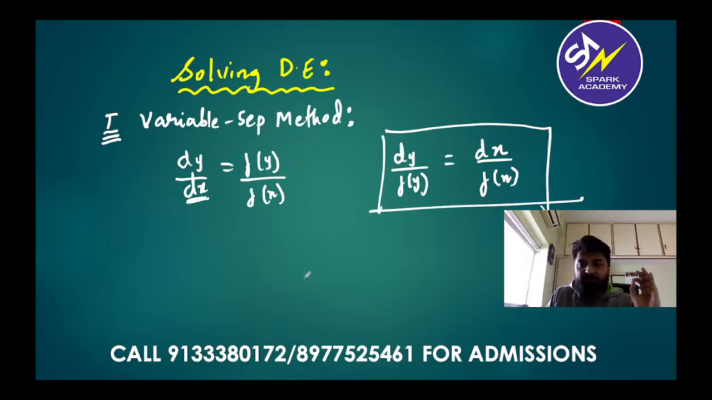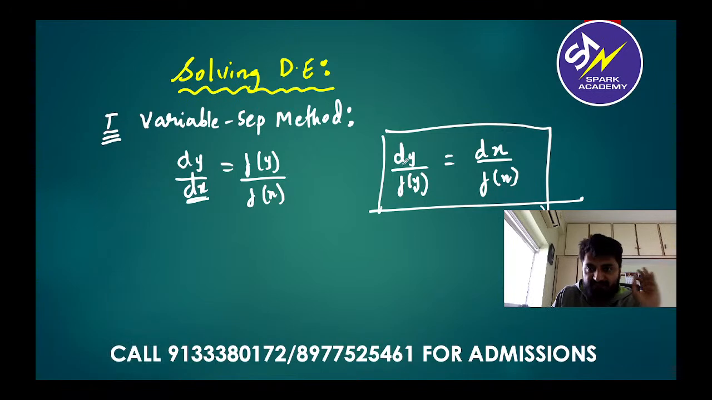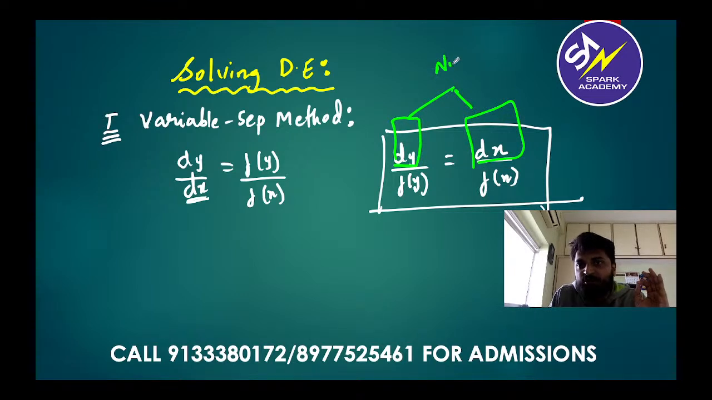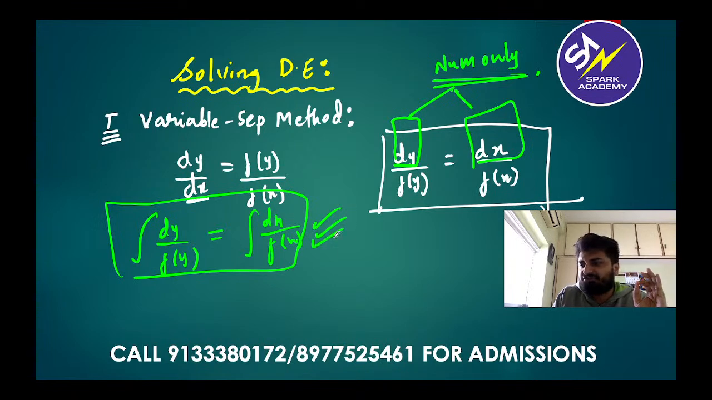So what we are doing is we are separating all the y and x terms such that dy and dx are both always there in the numerator only. And after this, you just need to integrate. So integrate dy by f of y is equal to integral dx by f of x. So we use some basic integration formulas to get the solution easily.